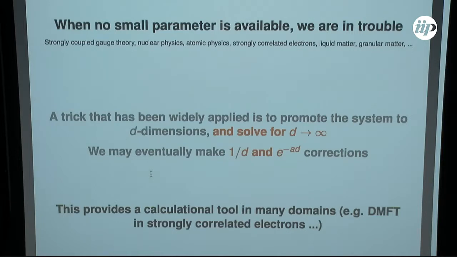And one strategy that has been used in many different fields is to promote your system to D dimensions and then attempt a solution, and then you find that D going to infinity is easy. And then eventually you want to perturb in 1 over D. A nice example is the helium atom, which you cannot solve exactly because it has two electrons that interact. It's very easy to write a quantum helium atom in D dimensions, as easy as in three. And then the infinite dimensional solution gives you a very good approximation for the ground state, for example. And it's easy to do in one line.